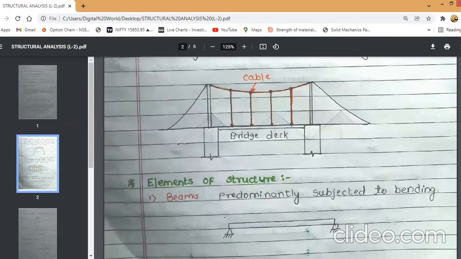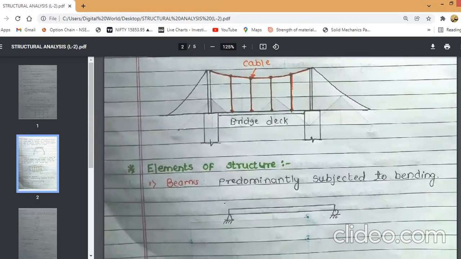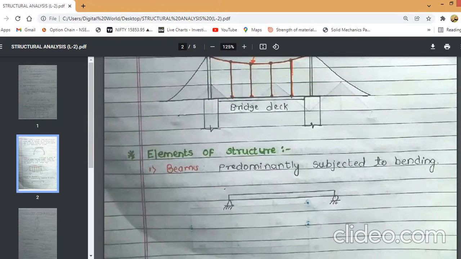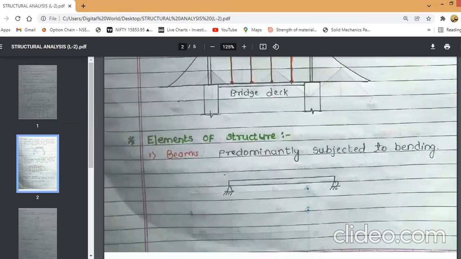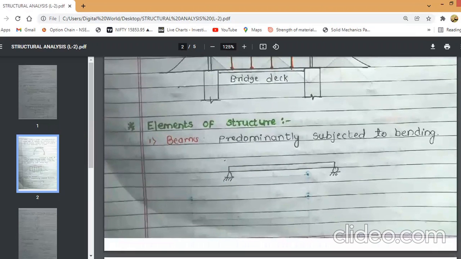Then we are going to see different elements which are used in the structure. First one is beams. Beams are the structural members which are predominantly subjected to bending. On the basis of support system, beams can be classified as the simply supported beam, cantilever beam, propped cantilever beam, fixed beam, and continuous beam.